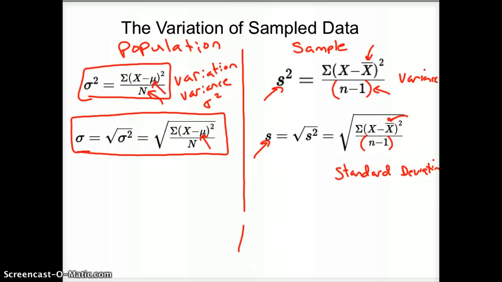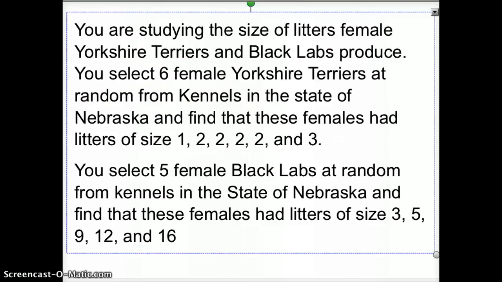And so let me just show you what this is. It's not as hard as those formulas make it look, it's really not that bad. If you've done the distance formula, you can do this. So you're studying the size of litters female Yorkshire Terriers and Black Labs produce. You select 6 female Yorkshire Terriers at random from kennels in the state of Nebraska and find that these females had litters of size 1, 2, 2, 2, 2, and 3. You select 5 female Black Labs at random from kennels in the state of Nebraska and find that these females had litters of size 3, 5, 9, 12, and 16.